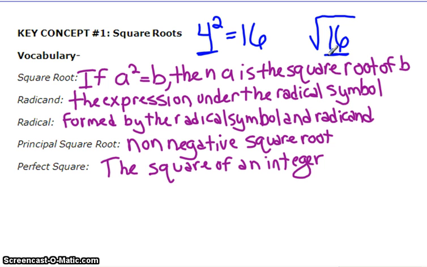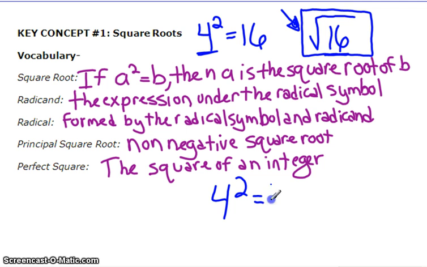Now a radical is formed by the radical symbol and the radicand. So the radical is this entire thing. A principal square root is the non-negative square root. So this right here would be the principal square root. Now a perfect square is the square of an integer. So we'll use the same example, 4 squared equals 16. 16 would be a perfect square because if you square 4, you get 16.